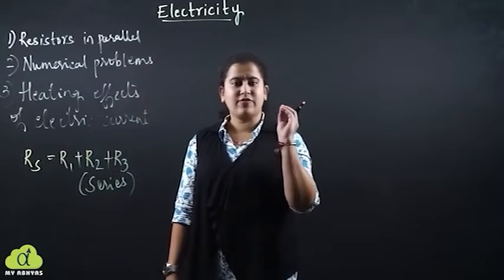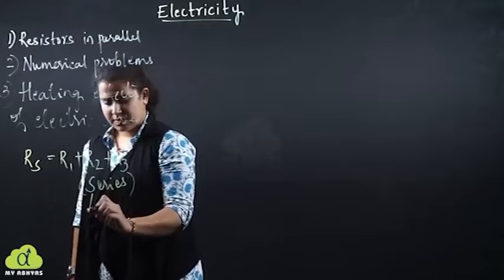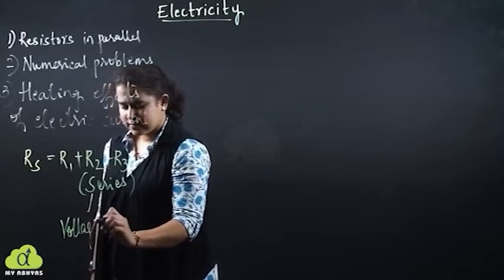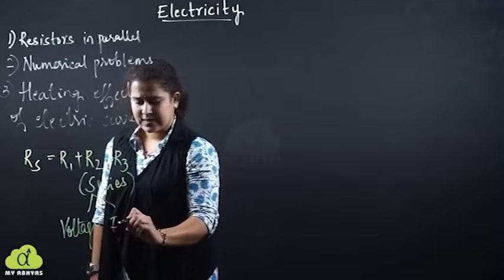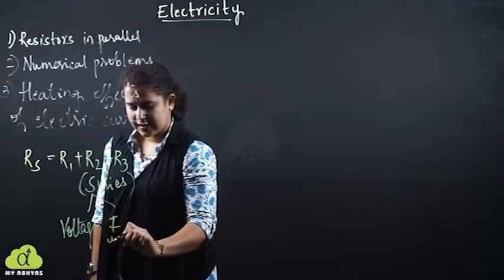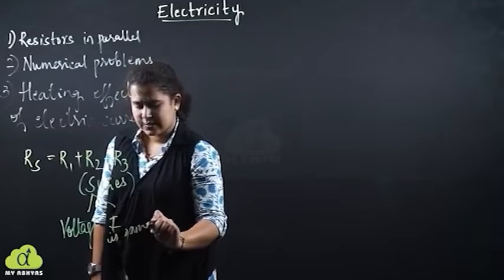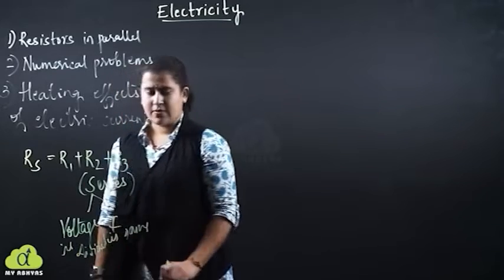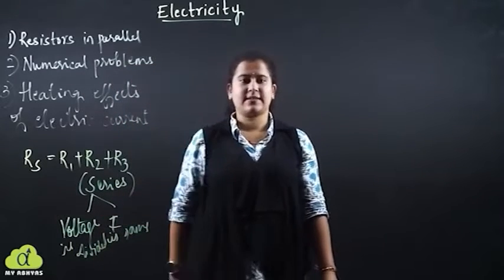And we have noted that in series combination, the voltage is divided, but the current is the same. That is, I is the same, and the voltage is divided. Okay, so now coming to the resistors in parallel.